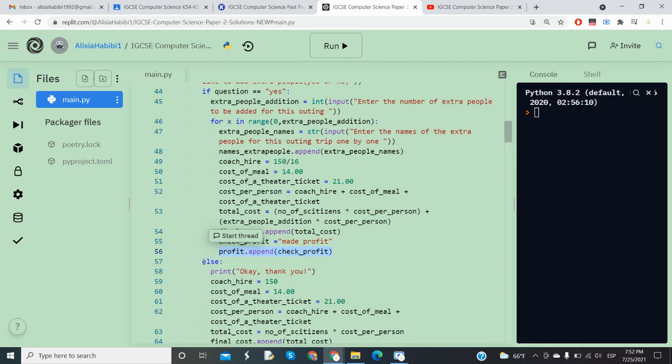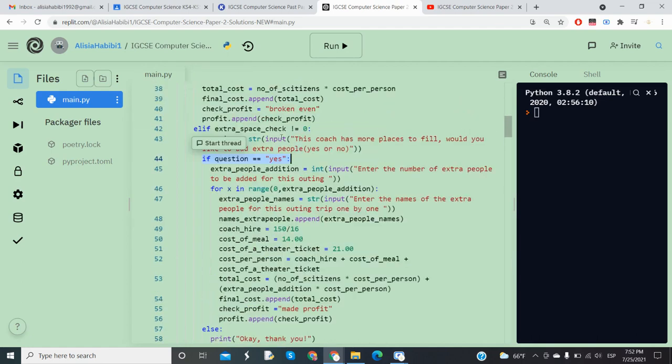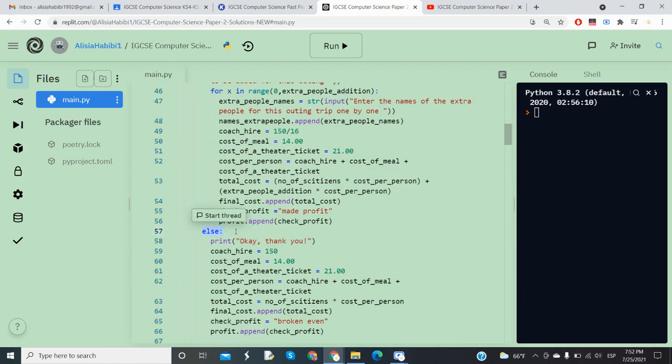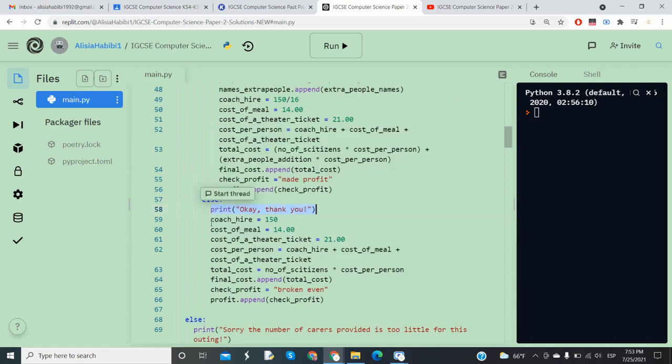And then this else, guys, it goes all the way to this yes, if question is equal to yes. Else, if they don't want to add any extra people, of course, it asks them. So this else relates to that. If they don't want to have extra people, then it just prints a message saying, okay, thank you. And it pretty much sets everything to the way it was before again, where it gets the coach hire, 150 divided by the 16, the cost of the meal, the cost of theater, and everything else remains the same without calculating any extra person for the total cost, and it still adds up.